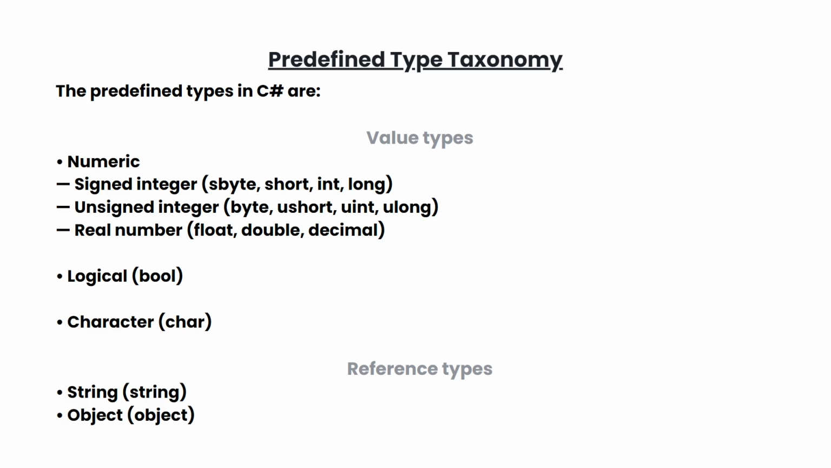After this, the second type in the predefined type taxonomy is the reference types. In the reference types, the string and the object are used. Don't worry, we will see the practical implementation of how the data types are used, how the variables use them, and how we can store or assign a value to those variables.